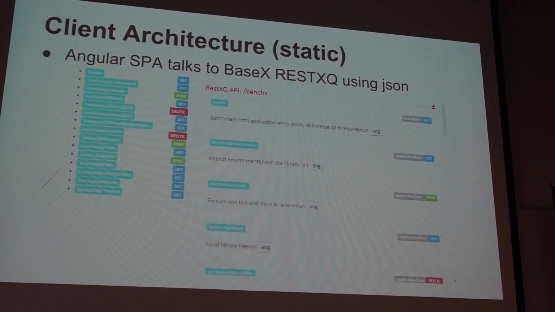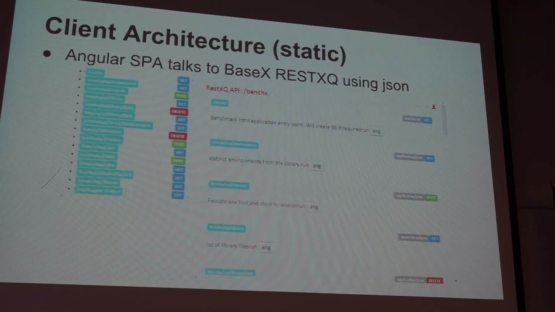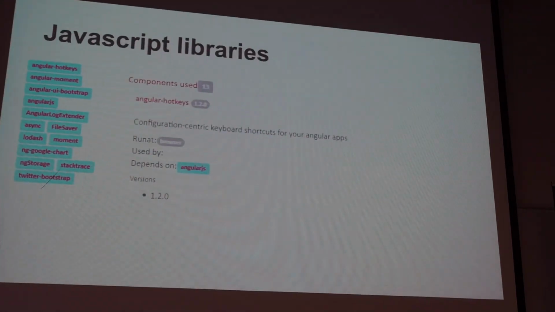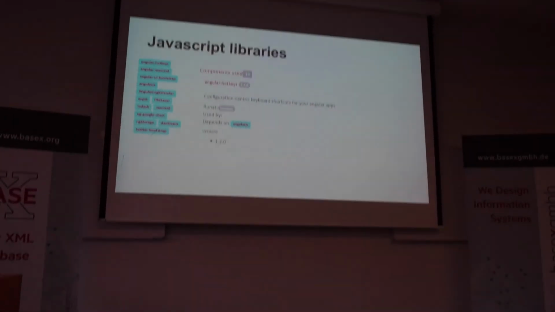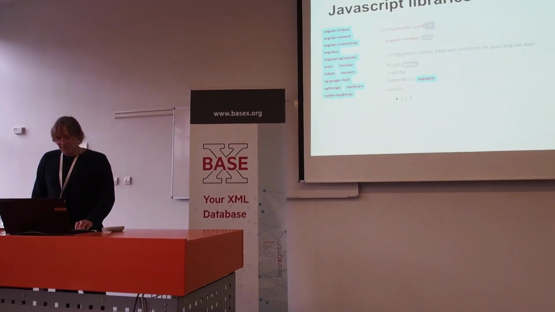So a little bit about the client architecture. It uses Angular. It's a single page application. Here you can see the various endpoints. In general, the client makes a request to BaseX and gets a JSON response back. Some applications like to be self-contained, but I'm really happy to slap on huge numbers of JavaScript libraries, and these are some of the ones I'm using here.